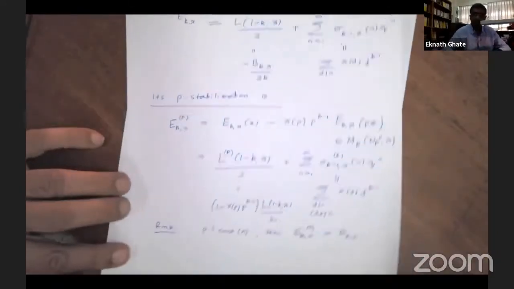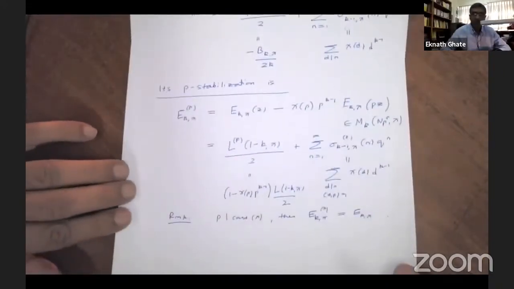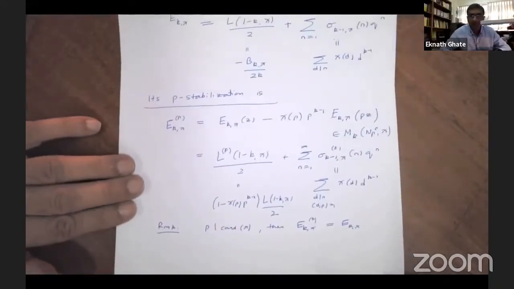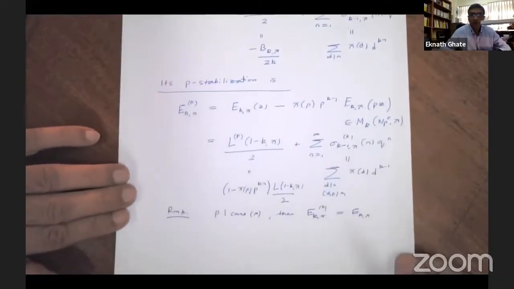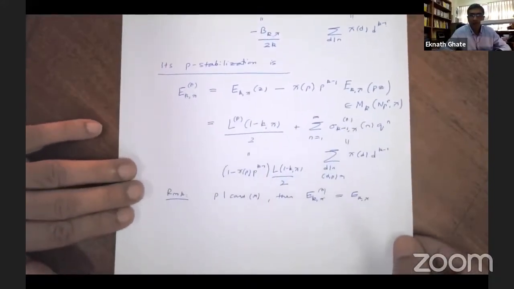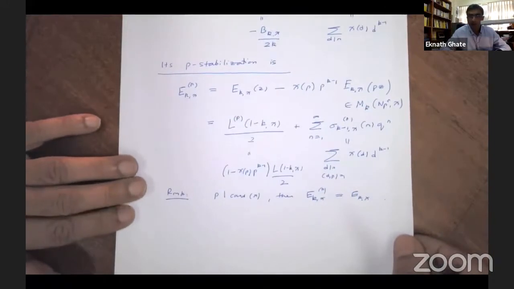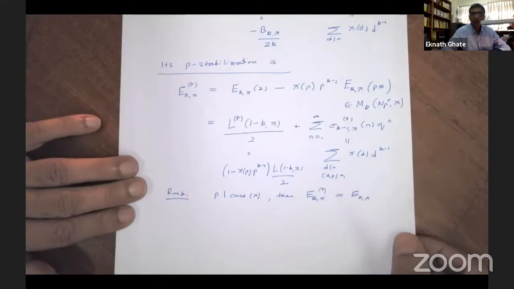Any questions so far? This was just a review from yesterday. Can you see, did I go off the page again, off the screen? I hope I didn't go off the page. I wasn't looking at the screen. So, yeah, everything is there. Great. Okay, so lambda-adic forms.